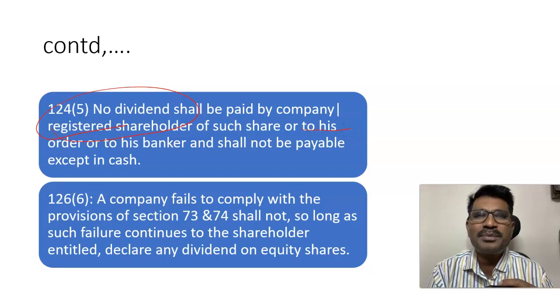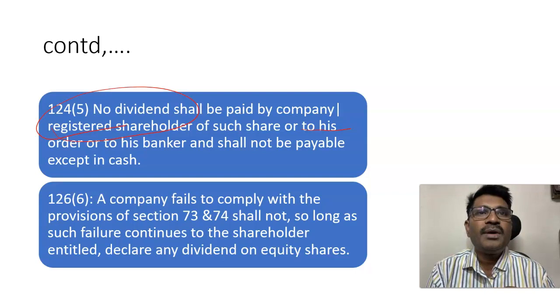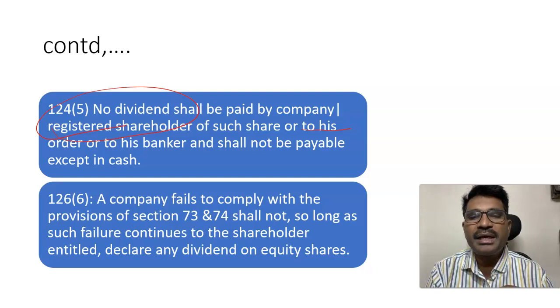It shall be payable except in cash. So nowadays, in 2022, once the company declares a dividend, the money is transferred to a separate account. Once the money is transferred to the separate account, it is then transferred through different mechanisms called NEFT or RTGS, otherwise called electronic modes, right?